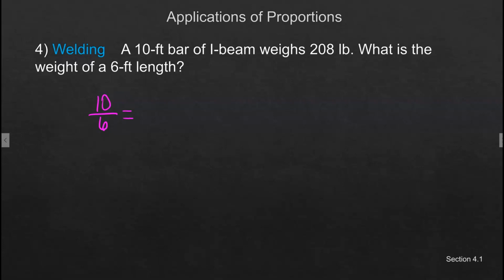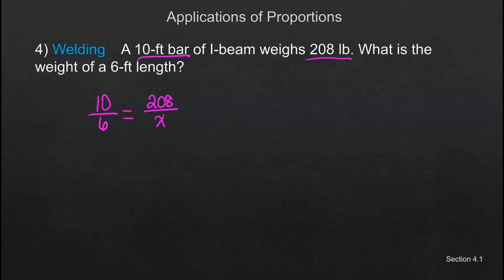Now on the other side, it tells us that our 10-foot bar is 208 pounds. So we're going to write the 208. And then we're finding the weight, right? What is the weight of the 6-foot length? So we're looking for the weight, and we're going to call that X. Now, both on this side are going to be in pounds, and the other side was feet. So I put those quantities together. This is not the only way to set these up, but this will really help you for inverse if you'll set them up this way every time.